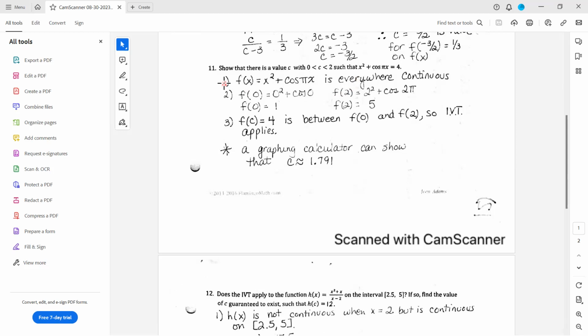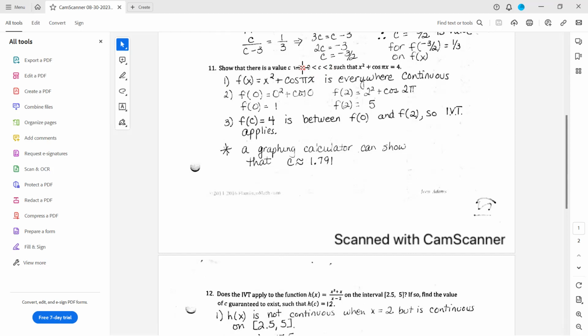What is my interval here? It's 0 to 2. I'm examining it on 0 to 2, isn't it? Now she's using the other way of writing it, 0 to 2, right? If you're using interval notation, then you just write 0, 2 in brackets. Got it. So we've got my interval.